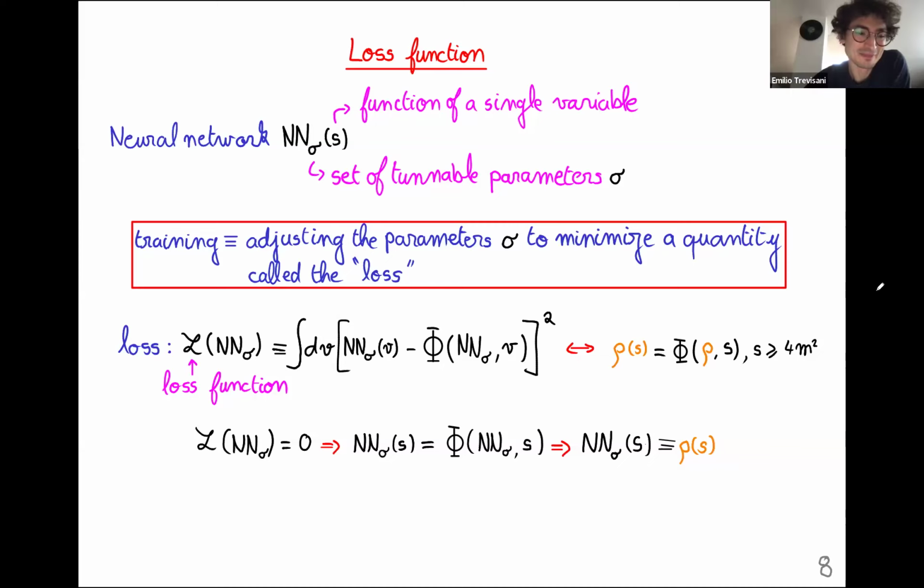Yeah, thanks. Another question. How many hidden layers do you use in the neural network? I will explain that in the next slides.